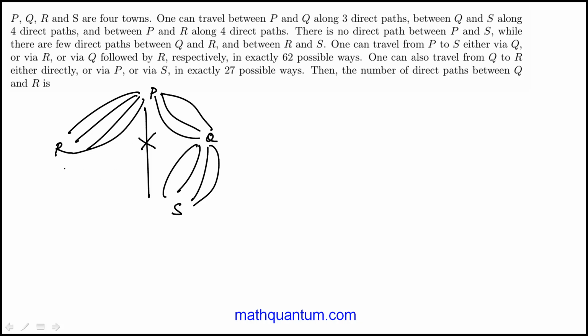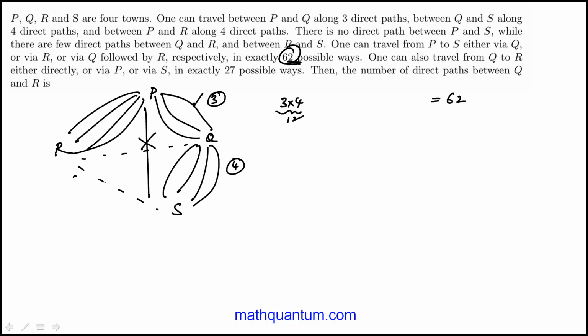And there are a few direct paths between Q and R, so there's something here, and between R and S. So now they give us these possible ways. You can travel from P to S either via Q, so that's 3 times 4, which is going to be a total of 12 ways. Now we're given the total is 62.